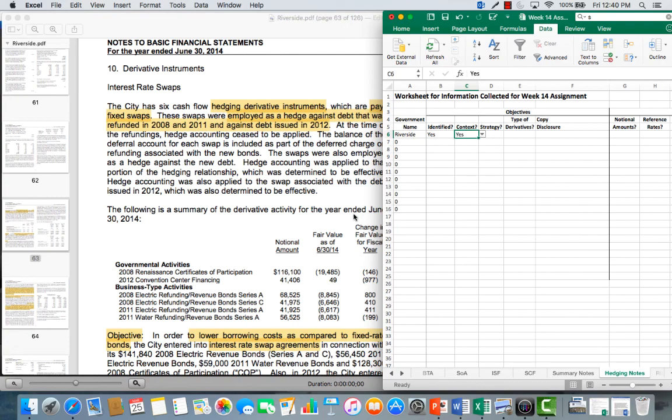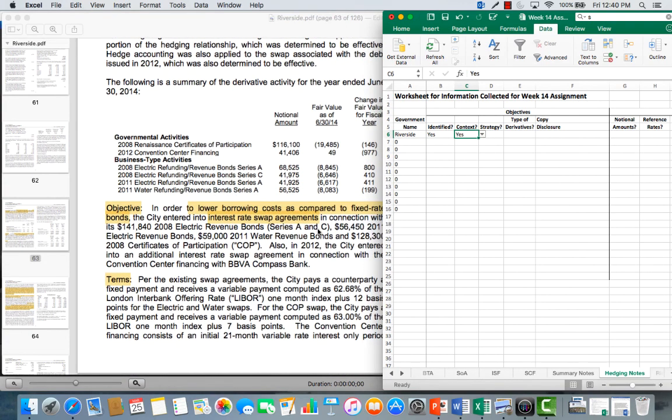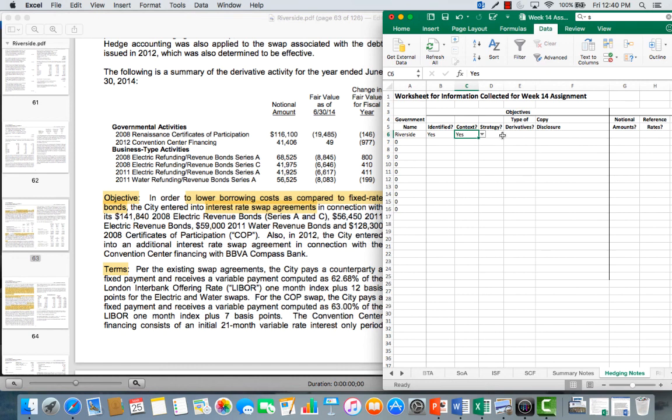They'll ask whether they say something about their strategy for hedging the risk that they're dealing with, and they do in fact say that their strategy was to lower the borrowing costs by entering into interest rate swap agreements. So yes, and do they say the type of derivatives? Yes, they're interest rate swaps.